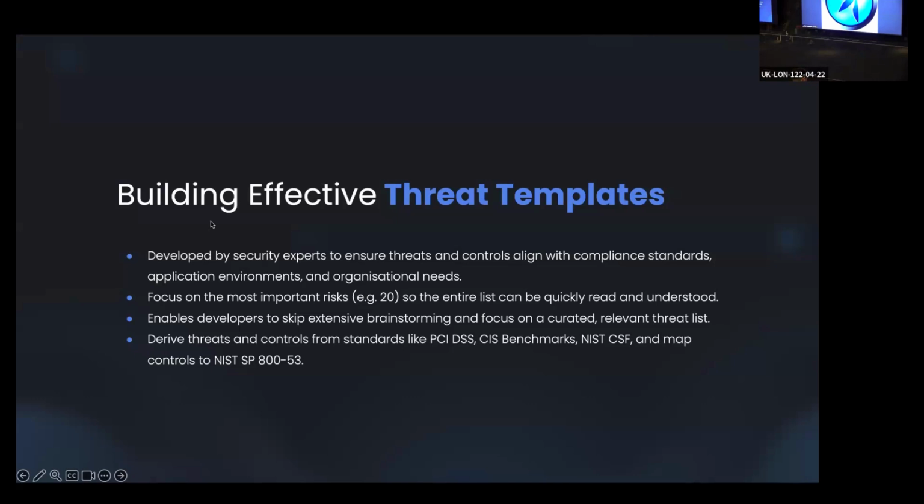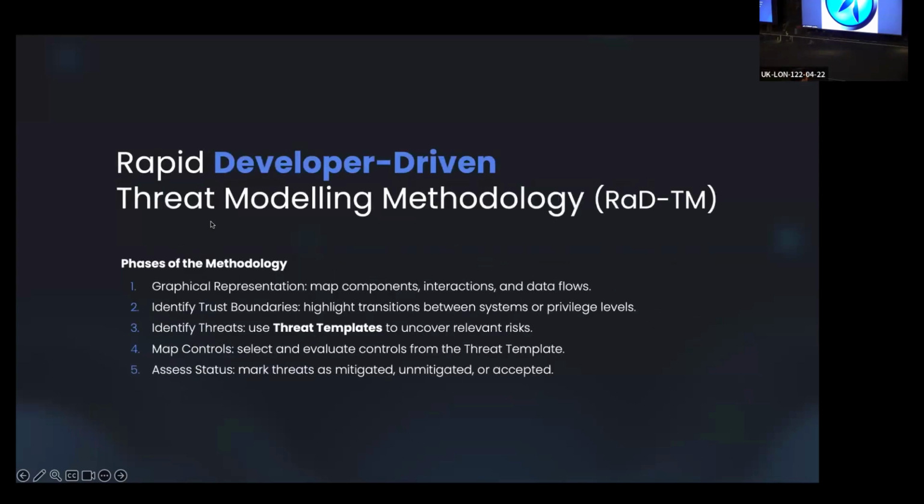We recommend to focus just on the most important threats. That's why we hint at 20 as a good number, because in that way, the developer can quickly read the list and understand it. We don't want to be exhaustive. We don't want to create a threat model with hundreds of threats that then become just noise. We want every developer, every time they're building something new, to focus on the most important threats for their context. And we can start creating threat templates based on resources like PCI DSS, the CIS benchmarks, the NIST cybersecurity frameworks. And then threats can be mapped to the controls that we can find in the NIST Special Publication 800-53.